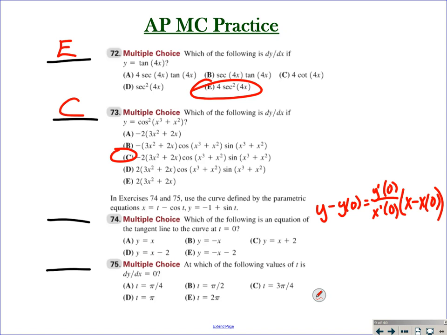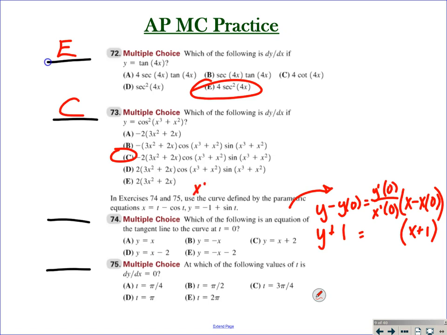How do you guys feel about this equation of a tangent line of a parameterized curve? Don't you have to go find your y before you can plug in y1? So what's negative 1 plus sine of 0? Oh, wait. The equation for x. What's 0 minus cosine of 0? That's okay. What's y prime?